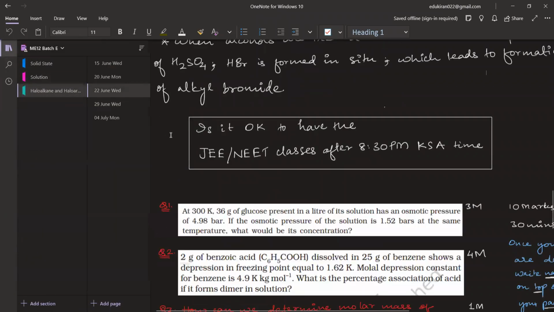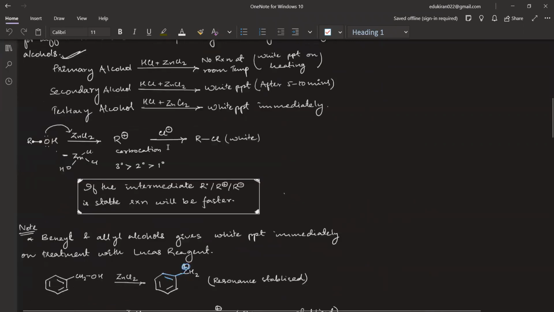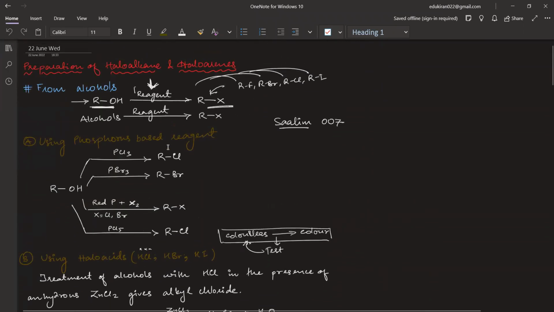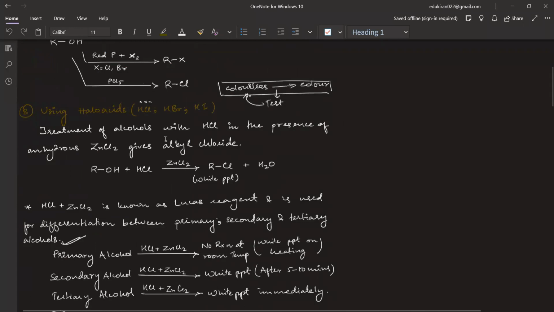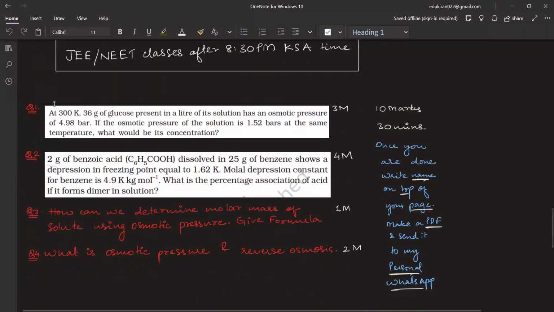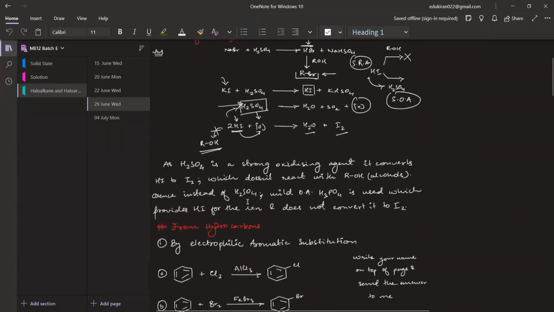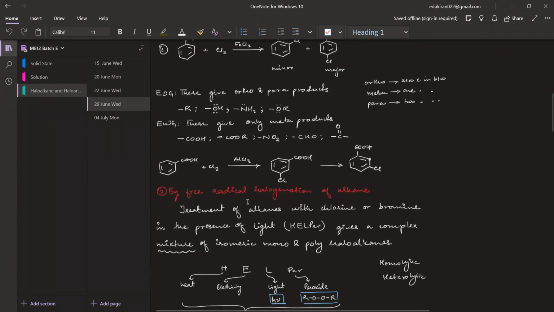Other methods of preparation. In phosphorus-based reagent, acid, alcohol is done, right? Alcohol is done. And after that, we did alkenes. And in the last lecture, we did only alkenes, radical halogenation, and MES.